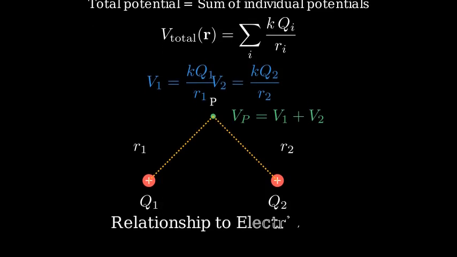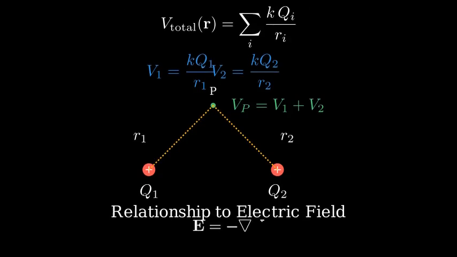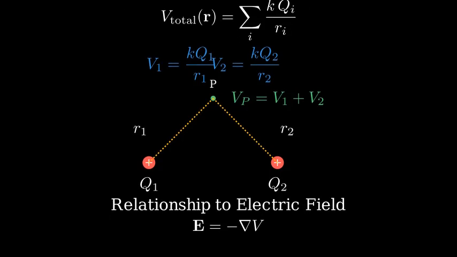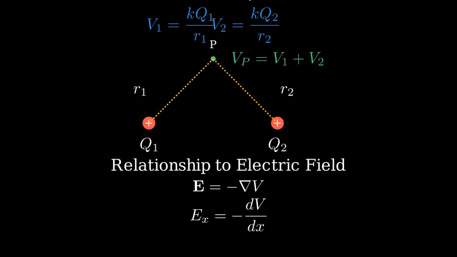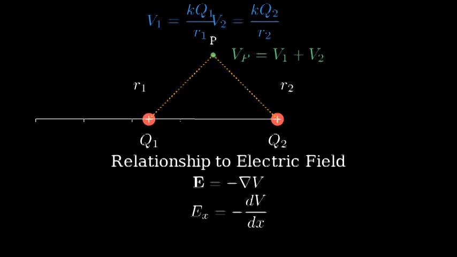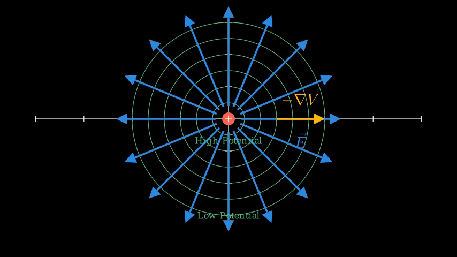Now, let's explore the important relationship between electric potential and electric field. The electric field, E, and potential V are related through the gradient operator. The electric field is equal to the negative gradient of the potential. In one dimension along x, this simplifies to E sub x equals negative dV by dx. This means that the electric field points in the direction of decreasing potential. Let's visualize this relationship. The electric field is perpendicular to the equipotential surfaces and points from high potential to low potential.